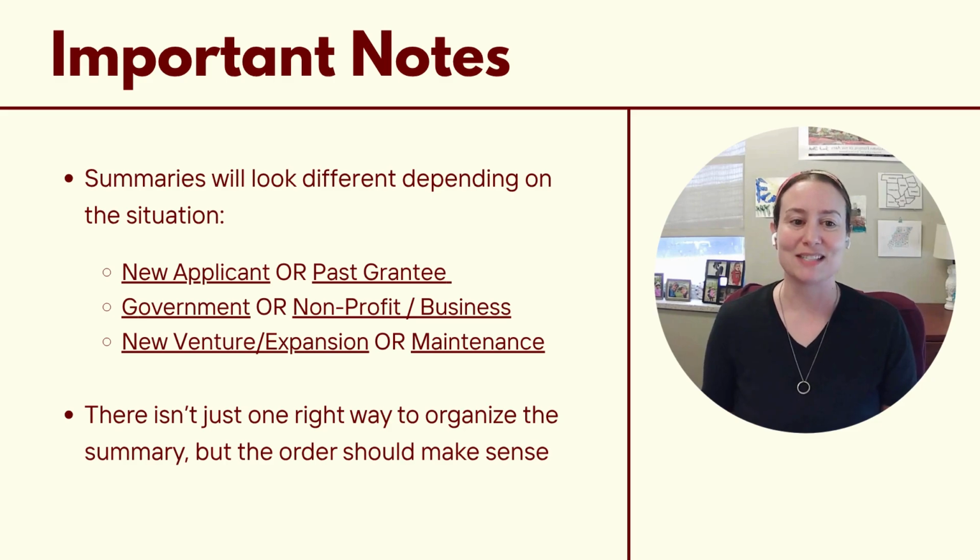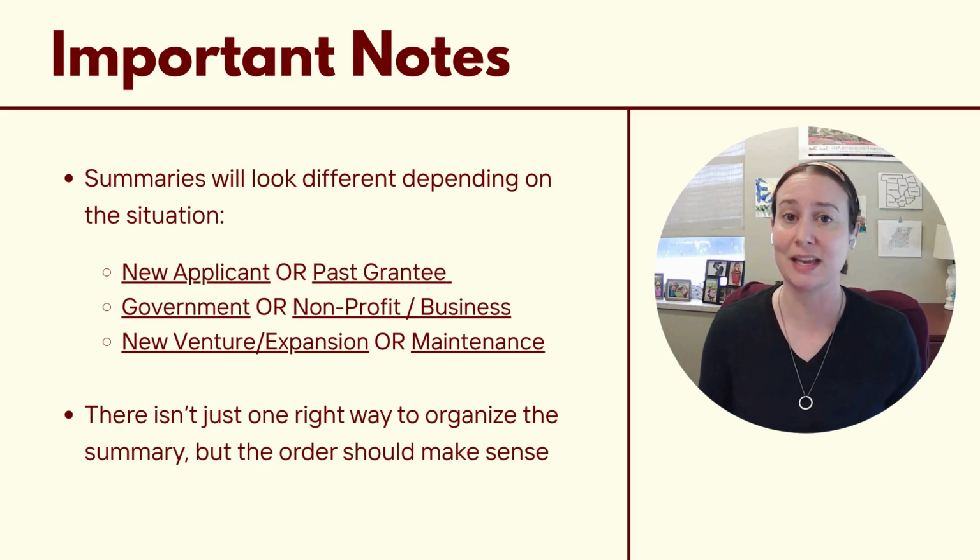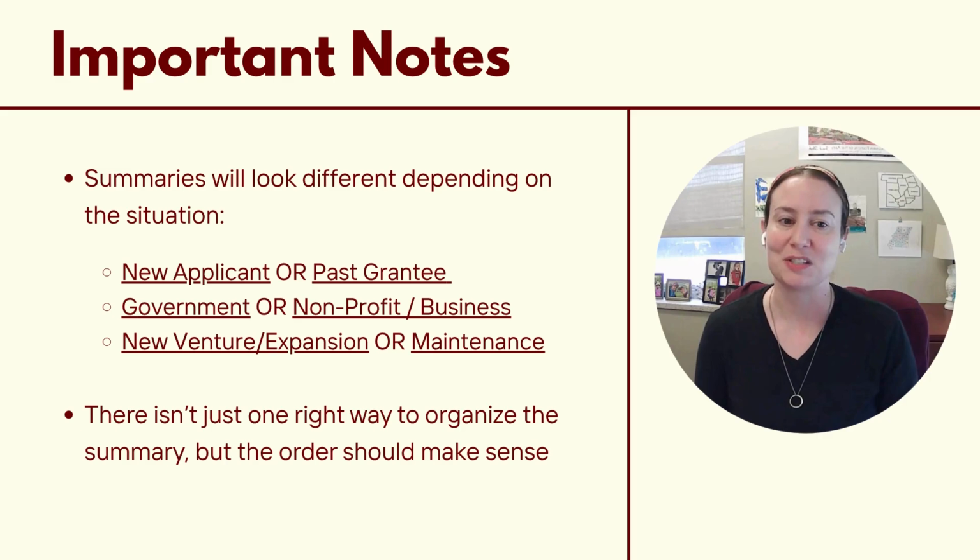It can look different based on if it's a government or a nonprofit or business. A government doesn't have to justify its existence. It says, this is who we are, this is what services we offer, and it can move right into talking about the project. Whereas a nonprofit or a business might have to give a little bit more information about why they are needed or why this service is something that they should provide.